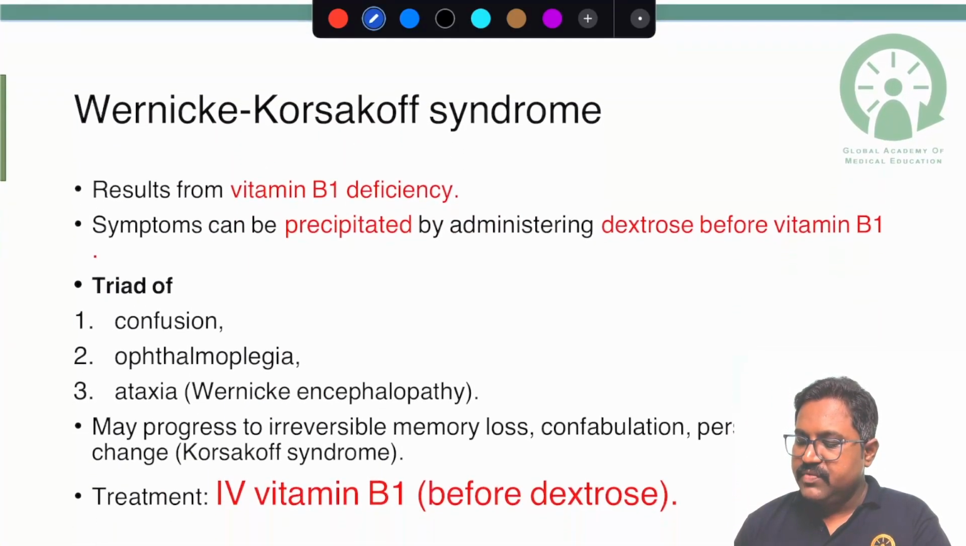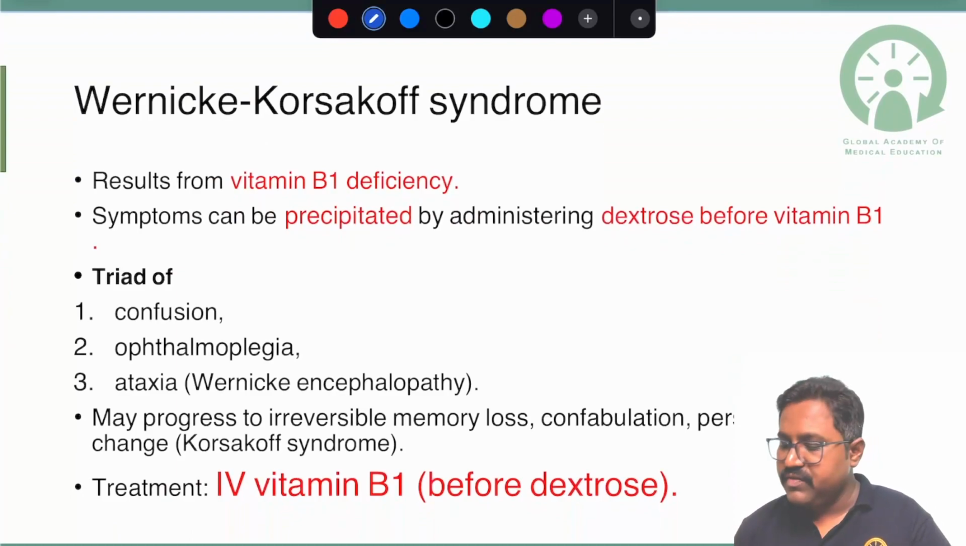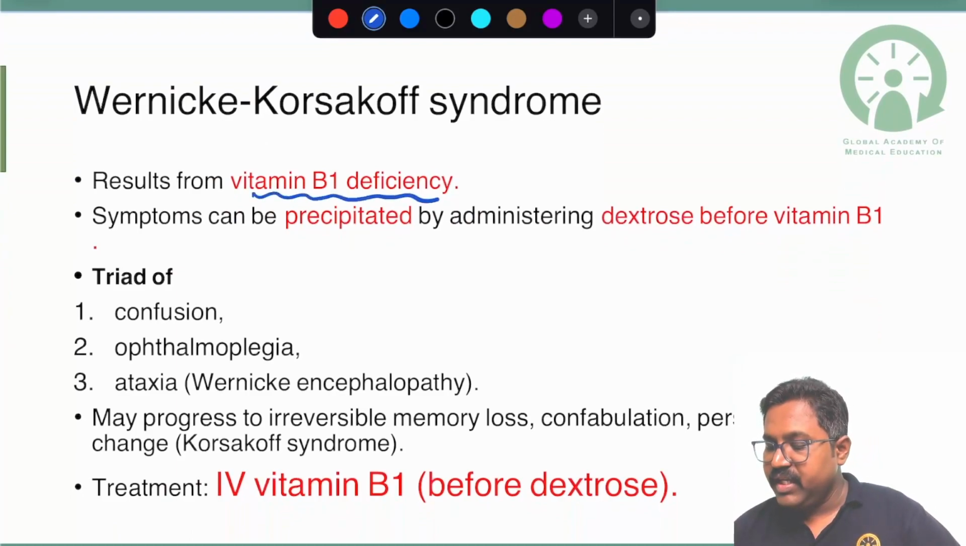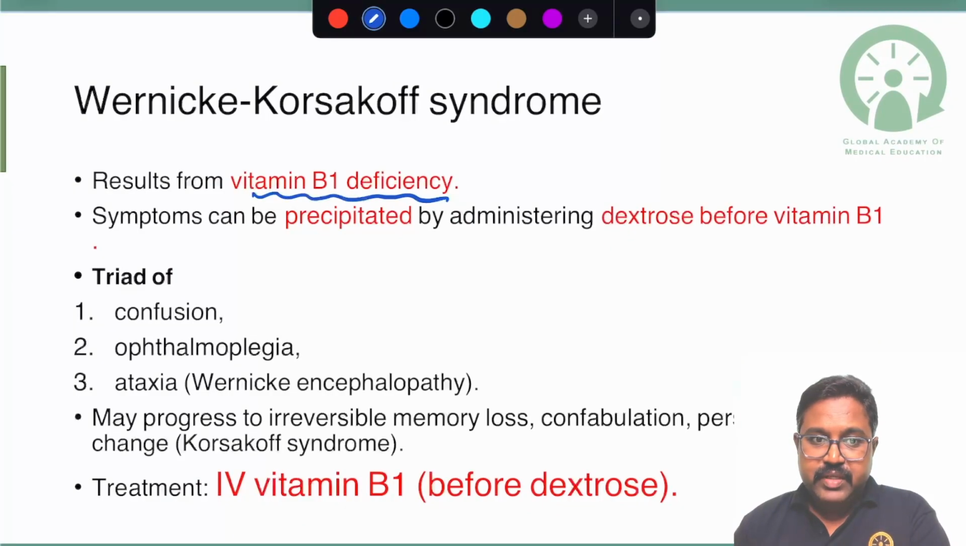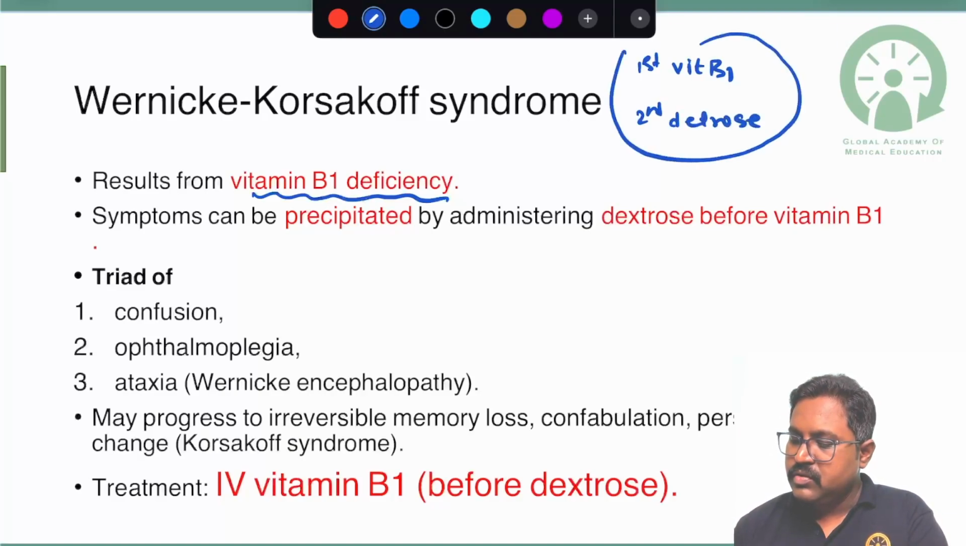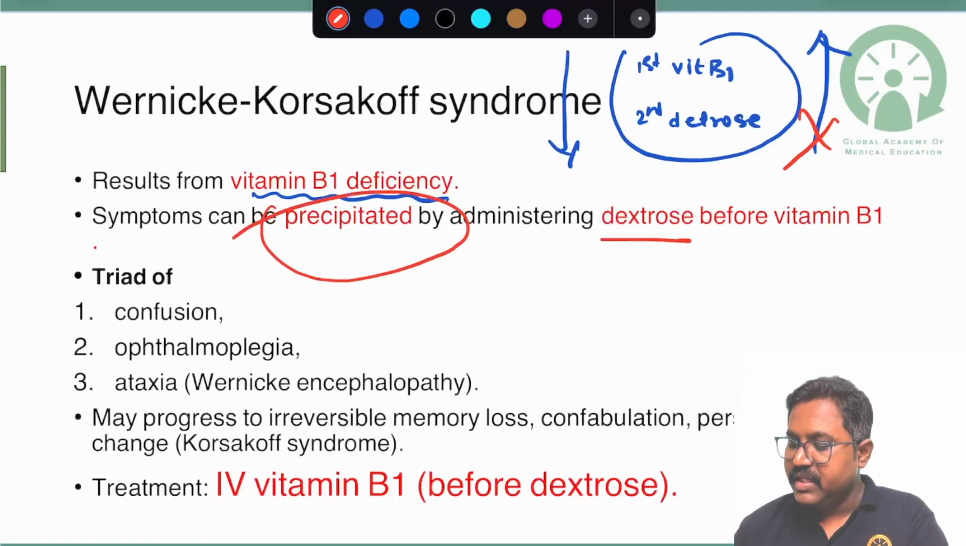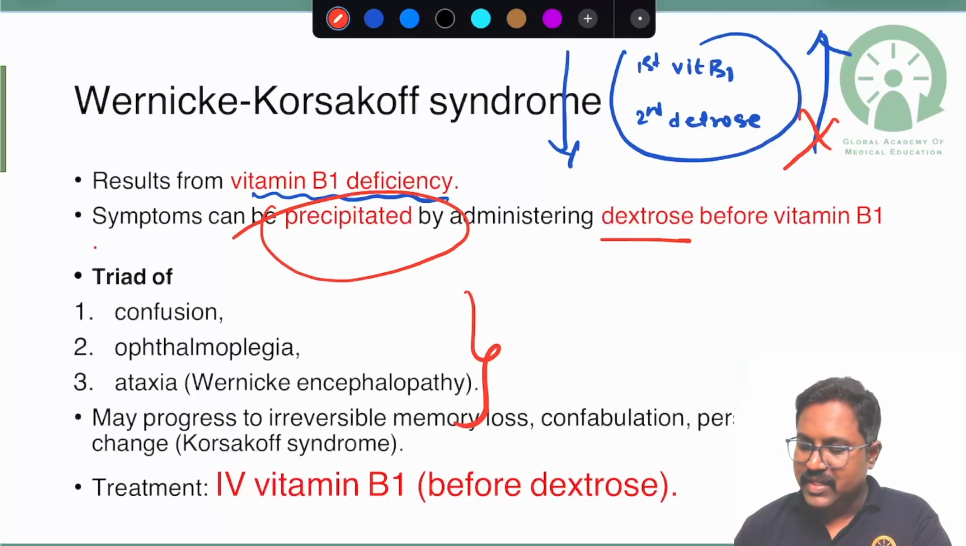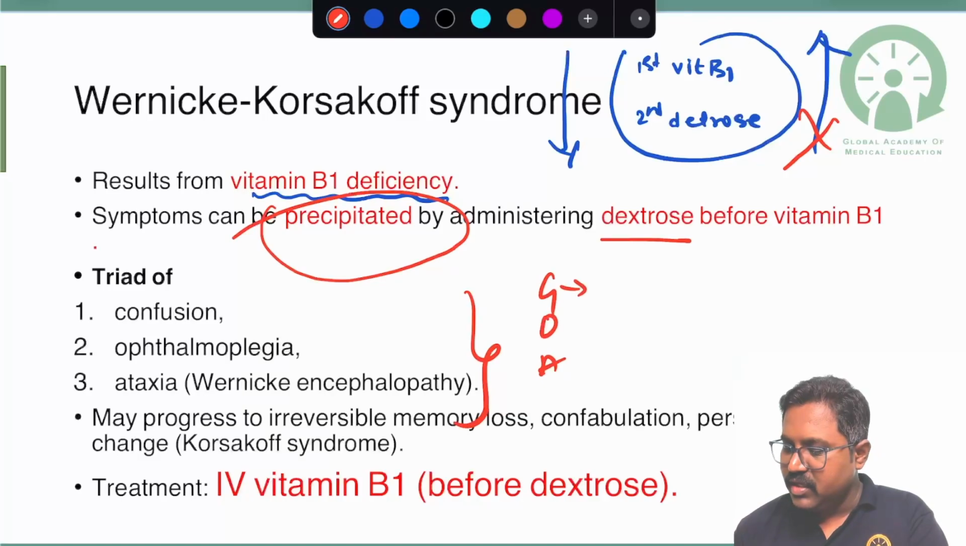So as we discussed in Wernicke-Korsakoff syndrome, the main deficiency is vitamin B1 deficiency, and one thing you should remember is you should not give dextrose before. You need to give first vitamin B1, and second, followed by dextrose. So it will go in this direction, not in this direction. This is contraindicated. What will happen if you give dextrose before? It is going to precipitate the deficiency.